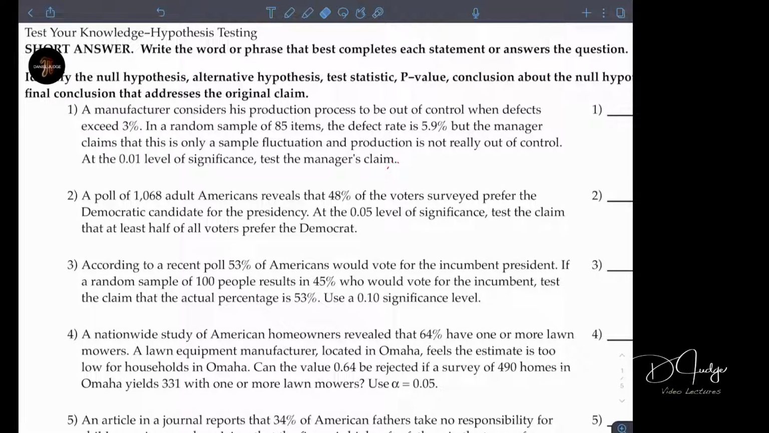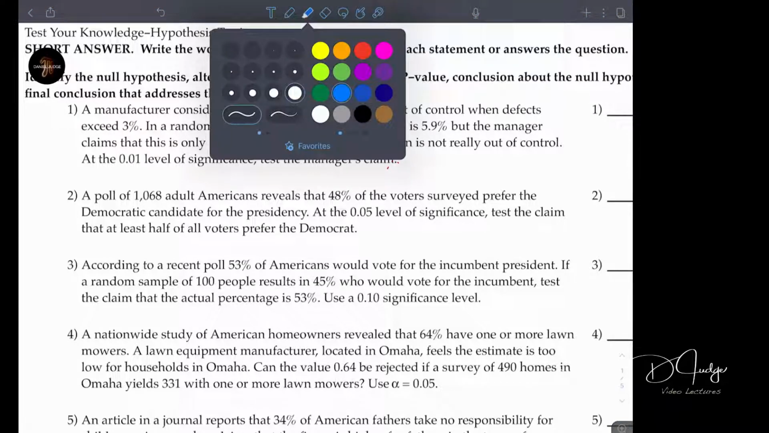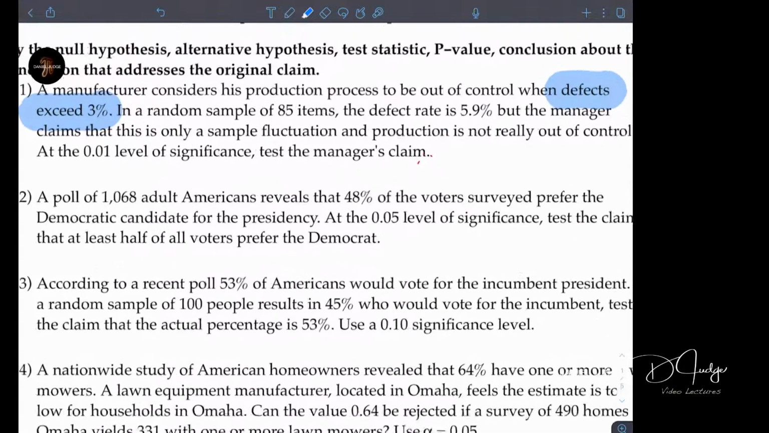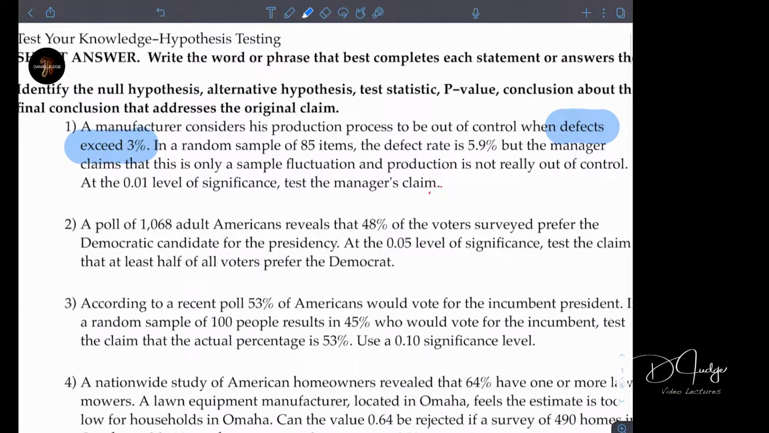Okay, so let's read this, and it says, a manufacturer, for question number 1, considers his production process to be out of control when defects exceed 3%. So I'm going to notate that the defects exceed 3%. So this is when the manufacturer considers the process to be out of control. So I'm just going to write that down here. Exceed means is greater than, and that's 3%. So I'm going to just notate that information. Production process out of control. Defects are greater than 3%.